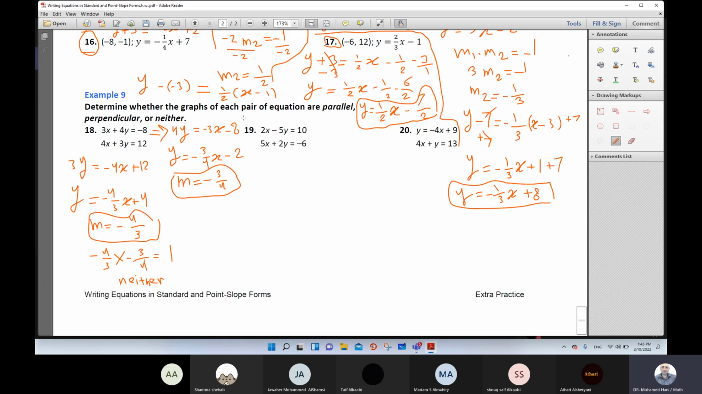The same idea in number 18 and 19. So I want from all to try, then tell me the two linears here, perpendicular or parallel, or will be neither.